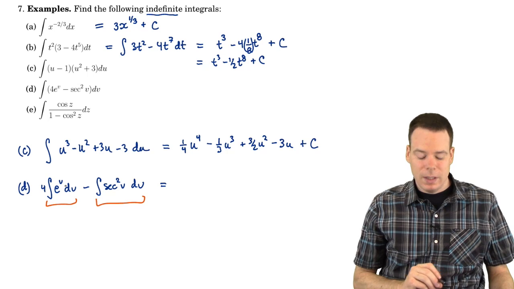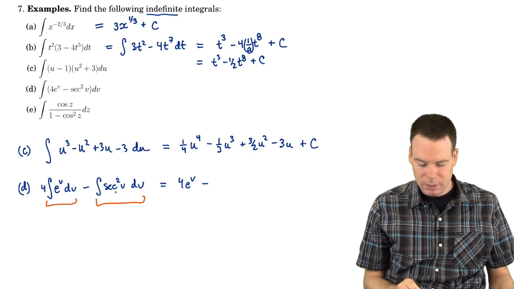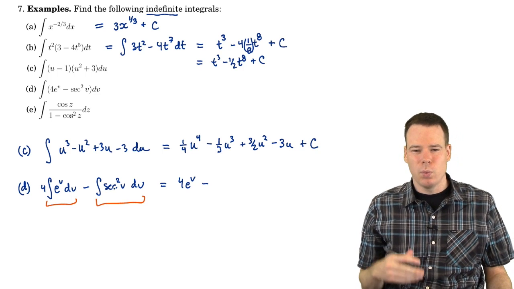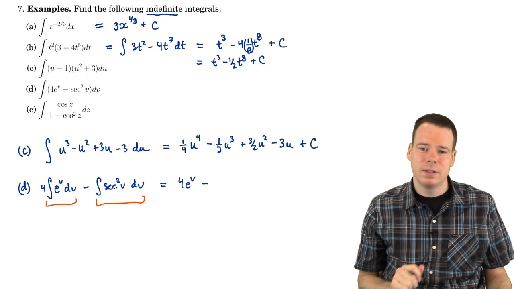What's the antiderivative of e to the v? Well, that would just be e to the v. What's the antiderivative of secant squared v? Well, now we have to think. What function do we know that has a derivative of secant squared v?